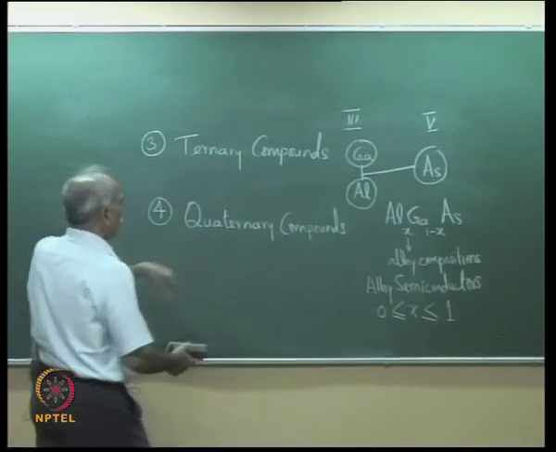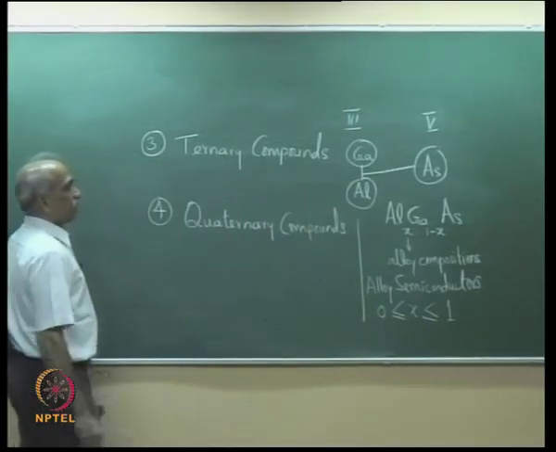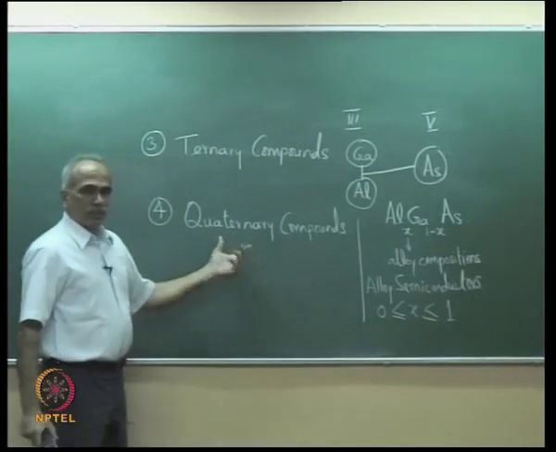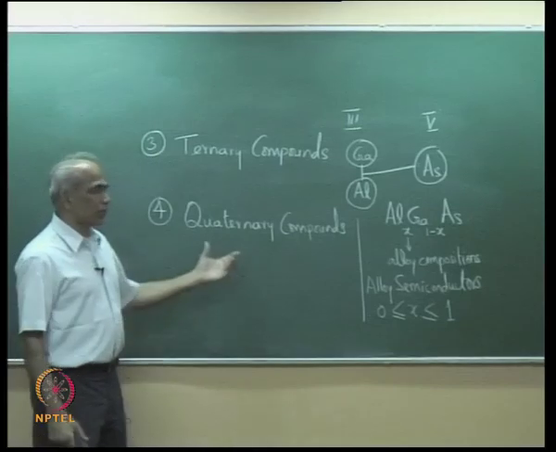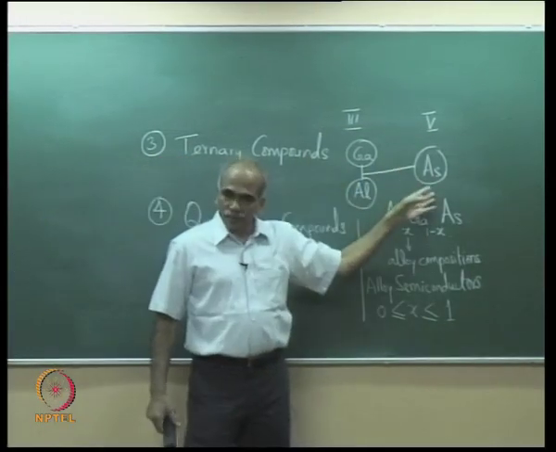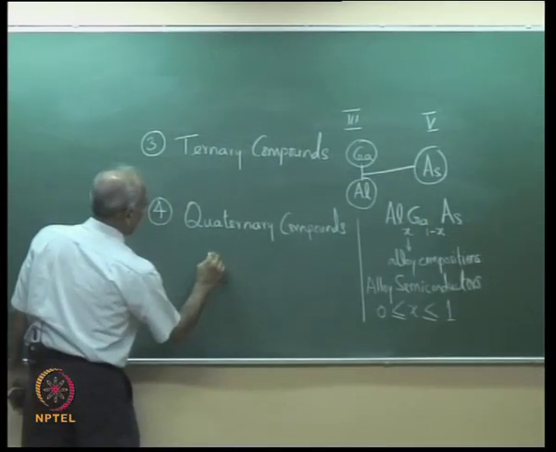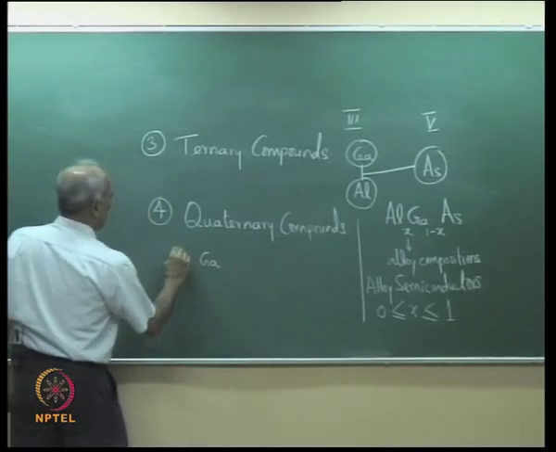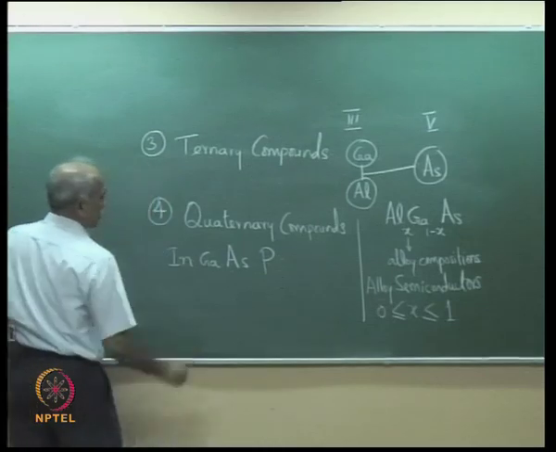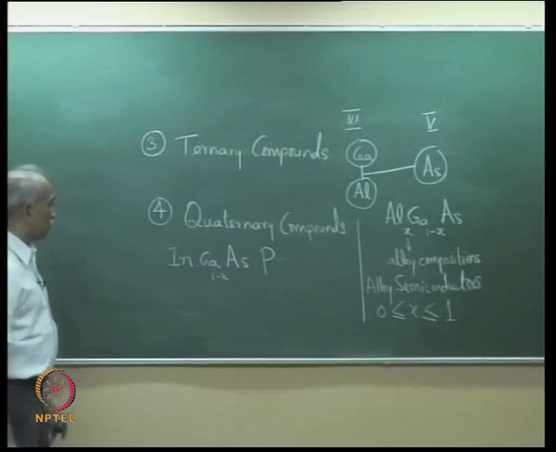Now, the importance of this can be seen in quaternary compounds. Let us discuss the importance shortly. I come to quaternary compounds. You can immediately draw an extension that it must be having 2 elements from group 3 and 2 elements from group 5. Indeed, you have indium, gallium, arsenide, phosphide. This is a very widely used material in optoelectronics and optical communication.